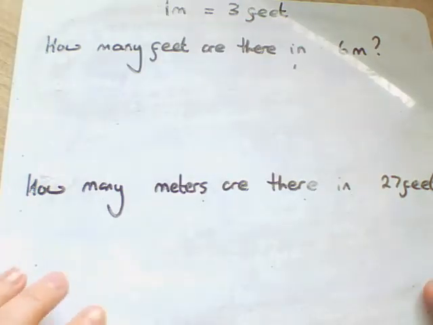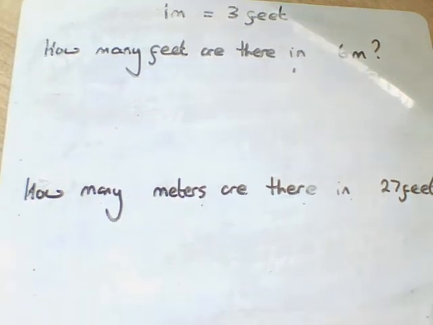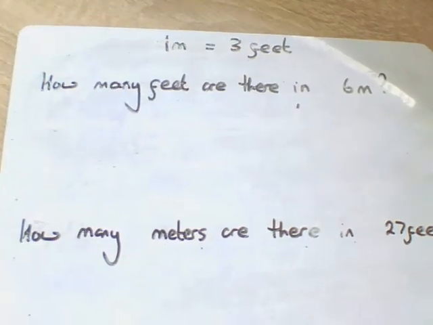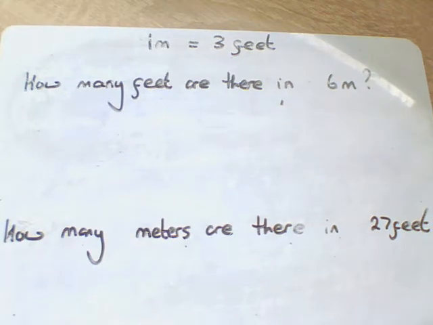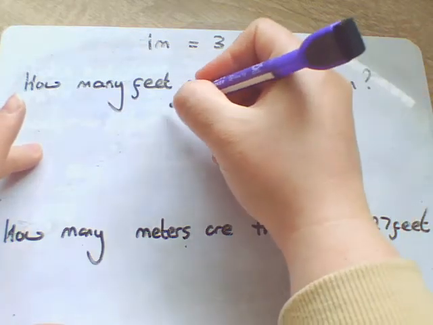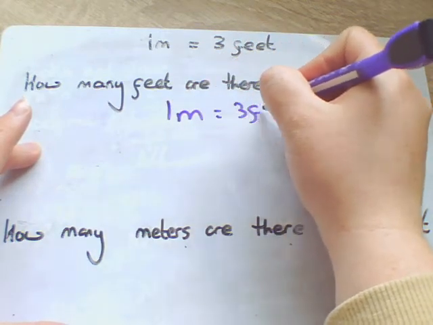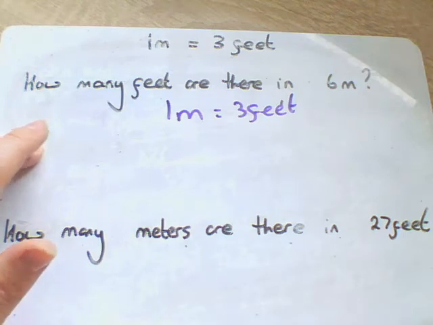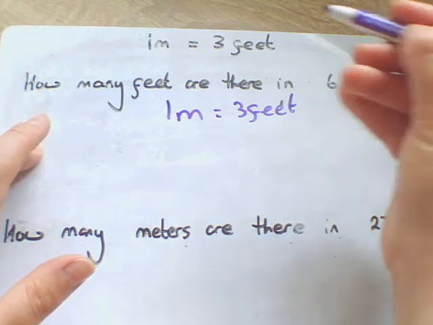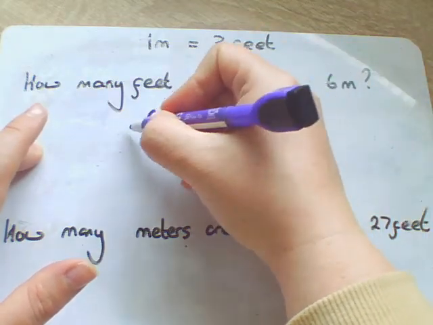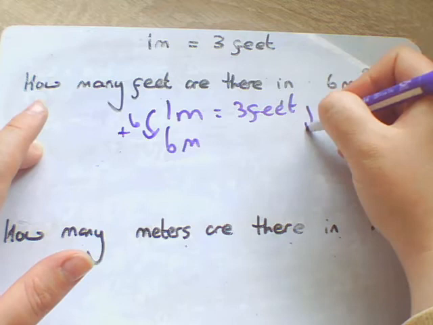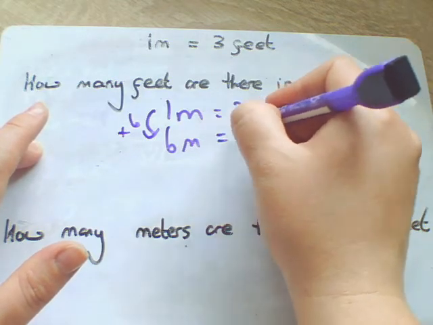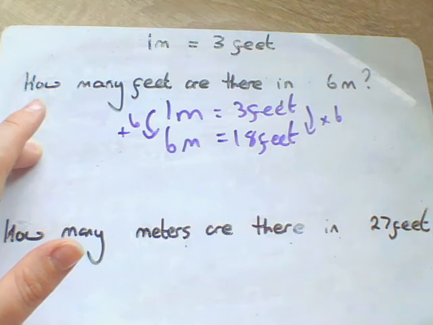In this case, I've been given the information 1 metre is 3 feet, and I've got 2 questions I want to answer with the same information. How many feet are there in 6 metres? And how many metres are there in 27 feet? Let's start with the first one. 1 metre is 3 feet, so I've already been given the unitary in this case. I want to know what 6 metres is. To turn 1 into 6, I've multiplied by 6. So I'm going to multiply by 6 on this side, which gives me 18 feet.